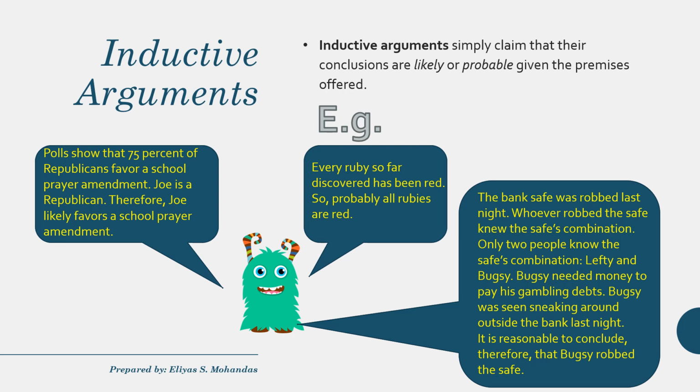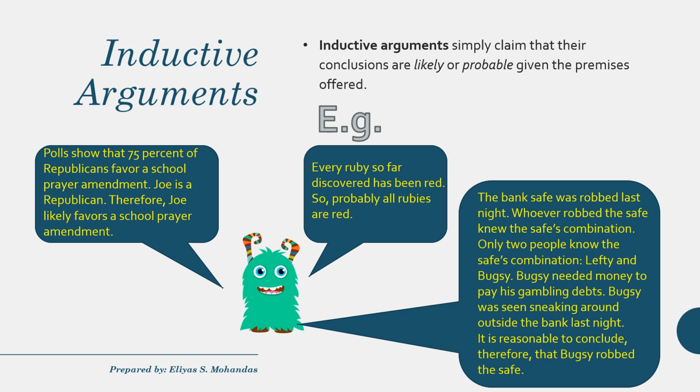Let us look at the first example. Polls show that 75% of Republicans favor a school prayer amendment. That is your first premise. Joe is a Republican. That is your second premise. Therefore, Joe likely favors a school prayer amendment.